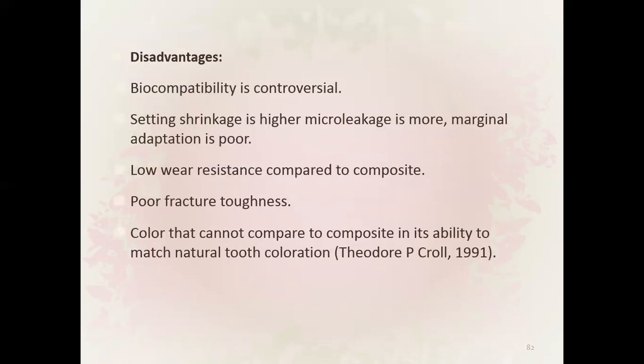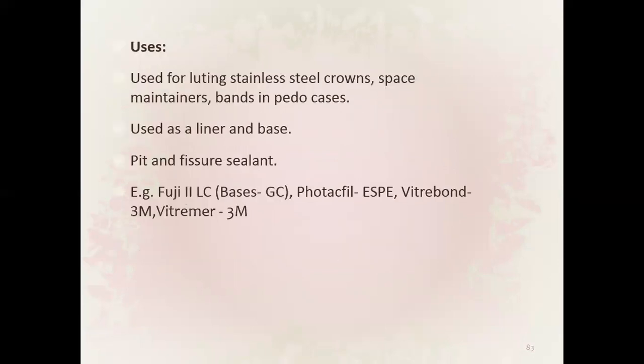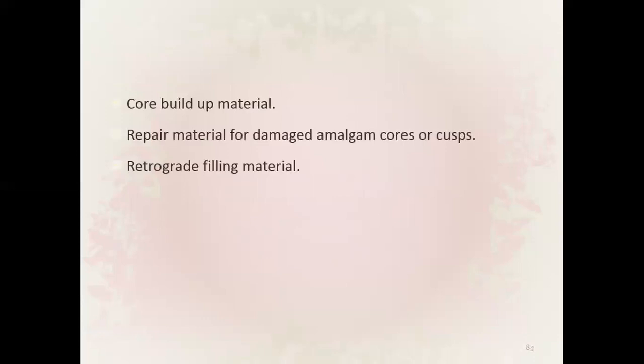Disadvantages: biocompatibility is controversial, setting shrinkage is higher, microleakage is more, and marginal adaptation is poor. Lower wear resistance compared to composite, poor fracture toughness, and color that cannot compare to composite in its ability to match the natural tooth coloration. Uses: used for luting stainless steel crowns, space maintainers, bands, and in pedo cases. Used as a liner and base, and as pit and fissure sealants. Examples: Fuji 2LC, Fuji II LC, Vitrebond 3M, and Vitremer 3M. Also as core build-up material, repair material for damaged amalgam cores or cusps, and retrograde filling material. These are the uses.